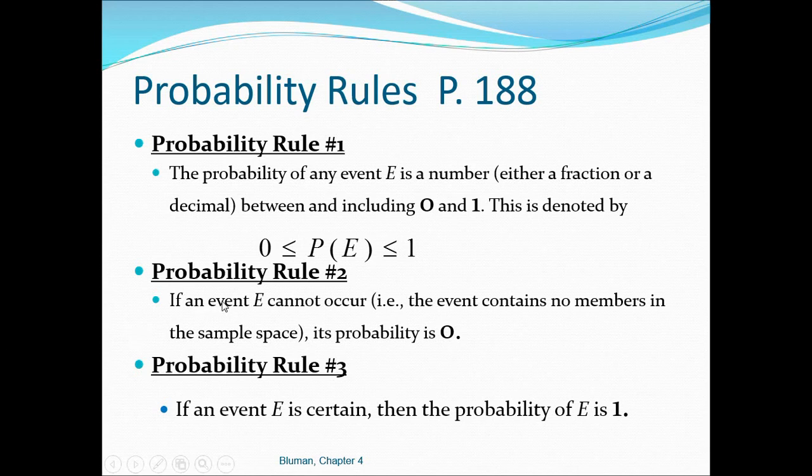Probability rule number 2. If an event E cannot occur, so that means that, gosh, try to think of something off the top of my head. The probability that... I can't even think of something good right now. Everything I'm coming up with is bad.